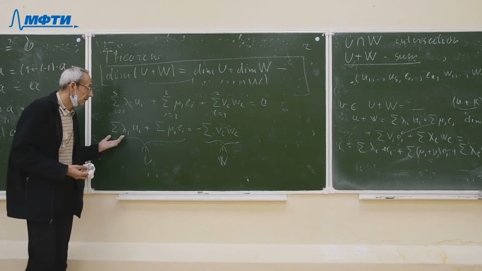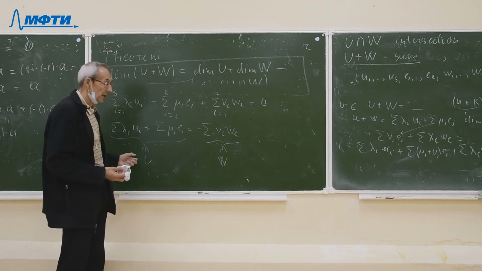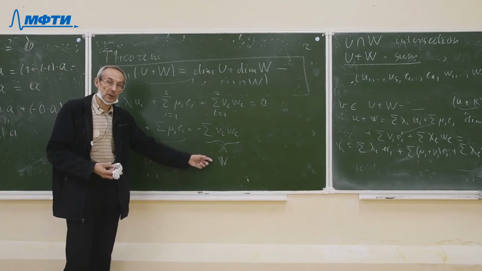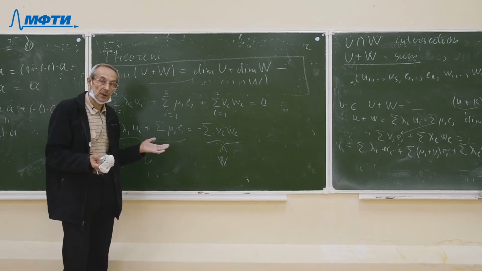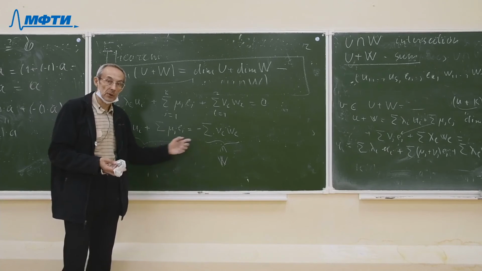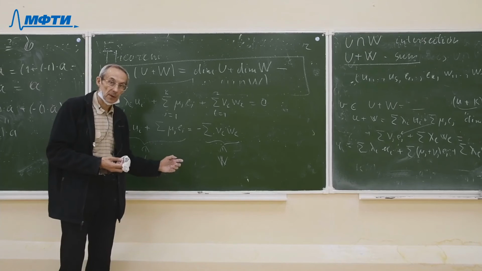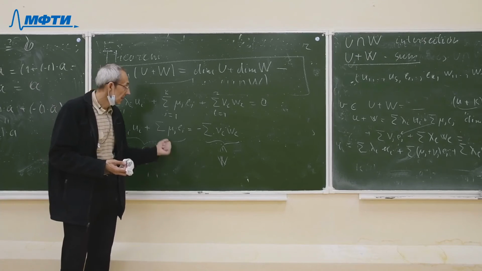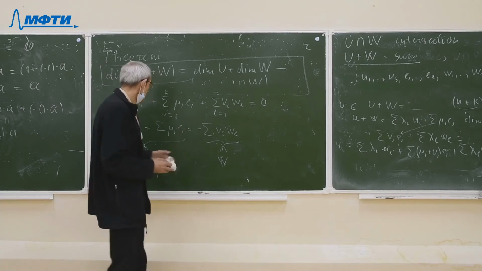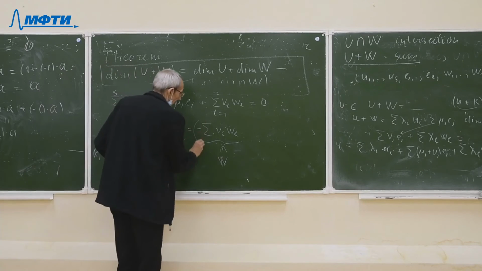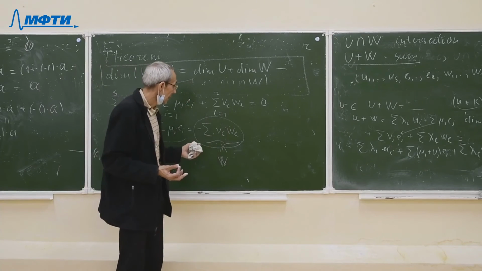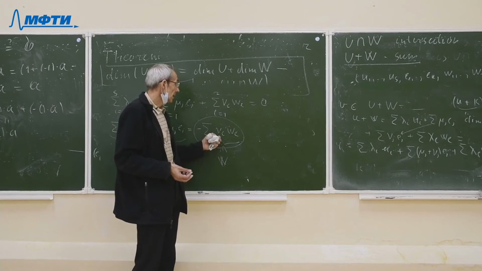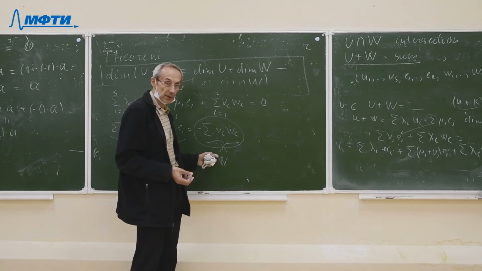And we have equality. What does this equality mean? The left side belongs to U, the right side belongs to W, and the left and right sides are equal. What does it mean? The left and right side belong to the intersection of these sets. It's evident enough. And what does it mean that this expression belongs to the intersection? It means that I can decompose these vectors on the basis of the intersection.